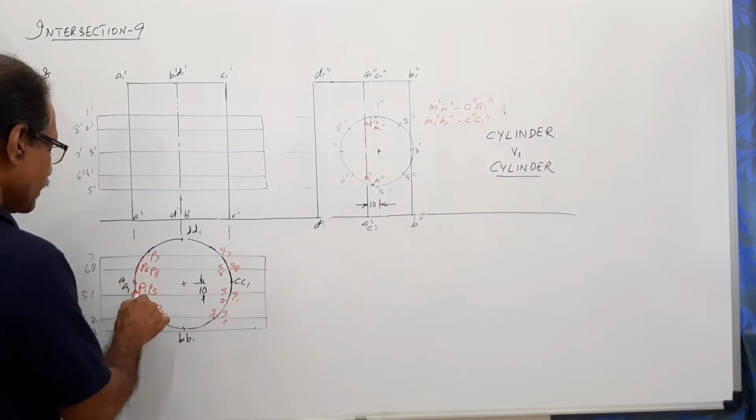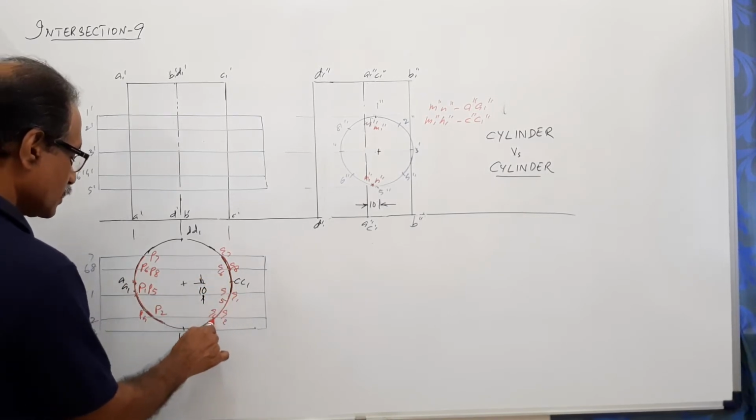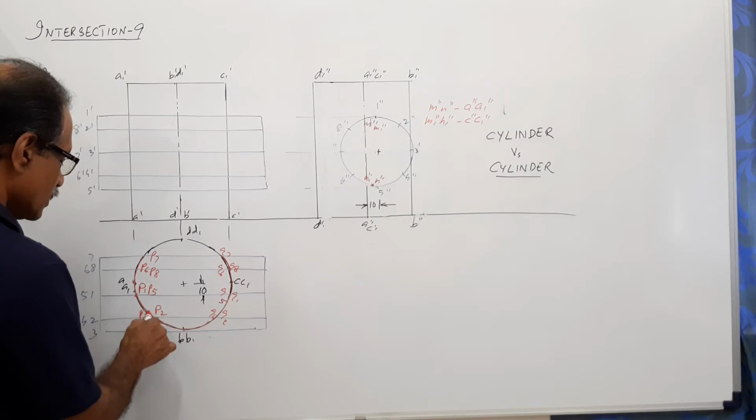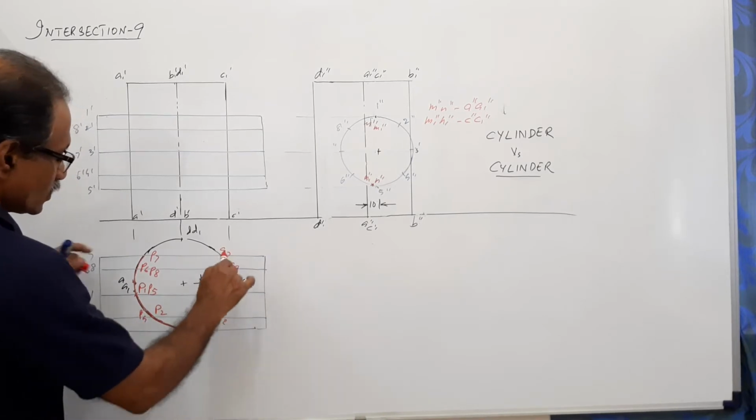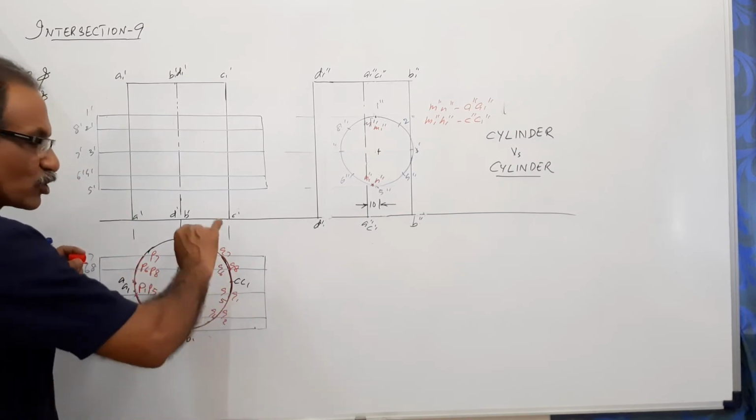This is the intersection curve in the plan. The two sides merge, and it is almost 3/4 of the circle.